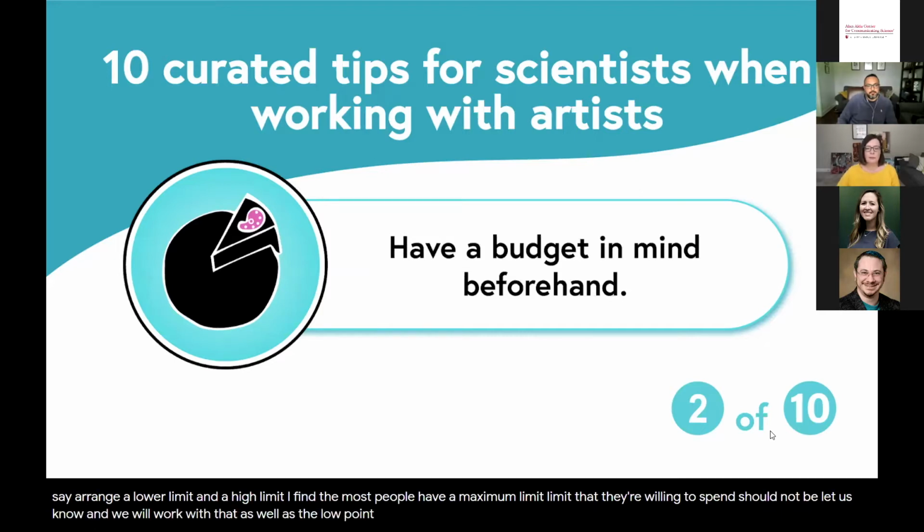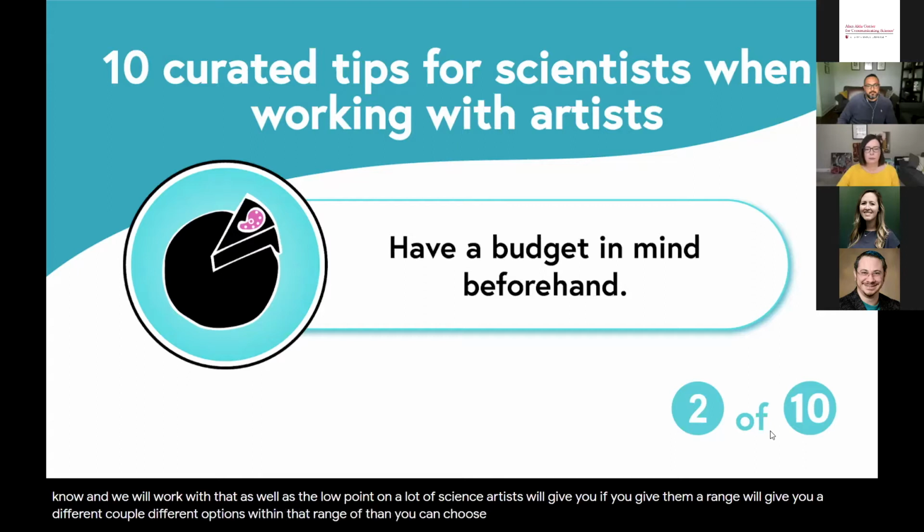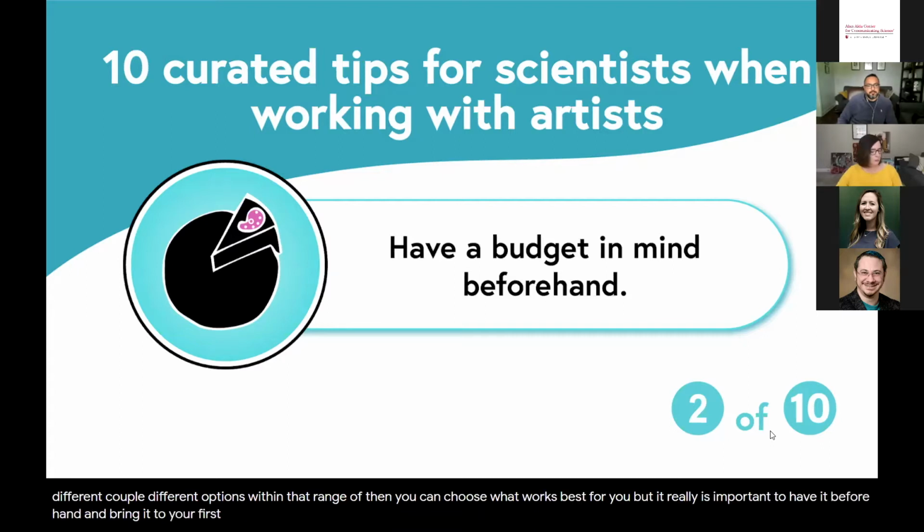A lot of science artists, if you give them a range, will give you a couple of different options within that range, and then you can choose what works best for you. But it really is important to have it beforehand and bring it to your first meetings with your science artist.